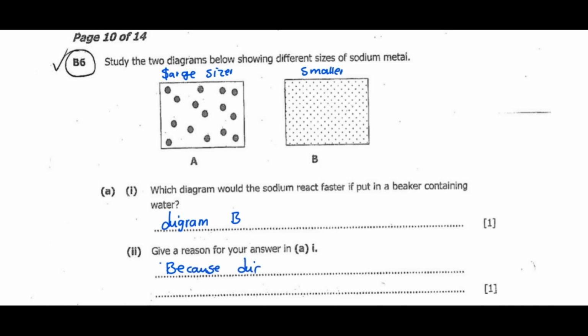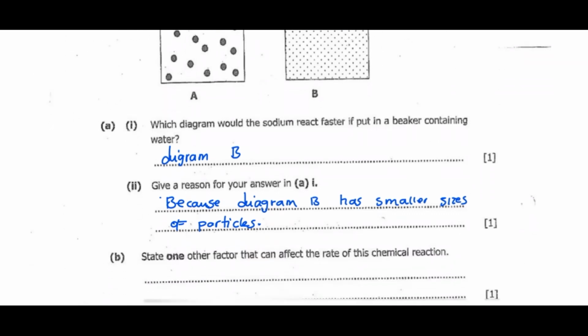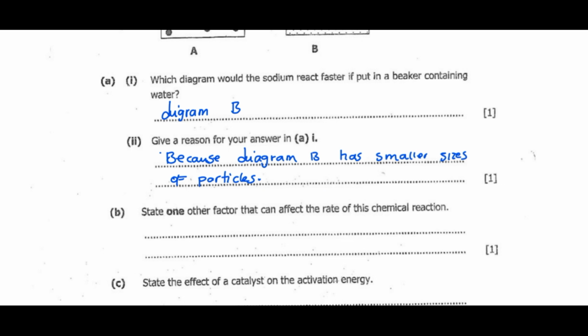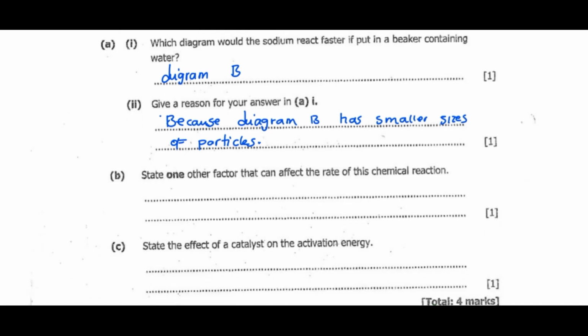So say this is because diagram B has smaller sizes of particles, and according to the factors of reaction, we know that the smaller the size of the particles, the faster the rate of chemical reaction.